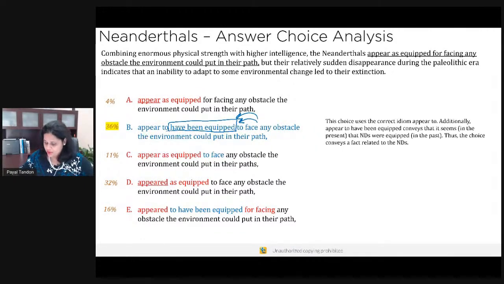Okay, now let's come to choice C. A couple of people selected choice C, and again over here, the 2 issues that exist in choice A also exist in choice C. The only issue that has been corrected is the to-face issue. So the meaning issue exists: appear as equipped means that NDs today appear as equipped, right? That's the incorrect meaning. And then as equipped is also an incorrect idiom. So people who weren't able to reject choice A on solid grounds, or weren't able to identify all the issues with choice A, still ended up selecting choice C.